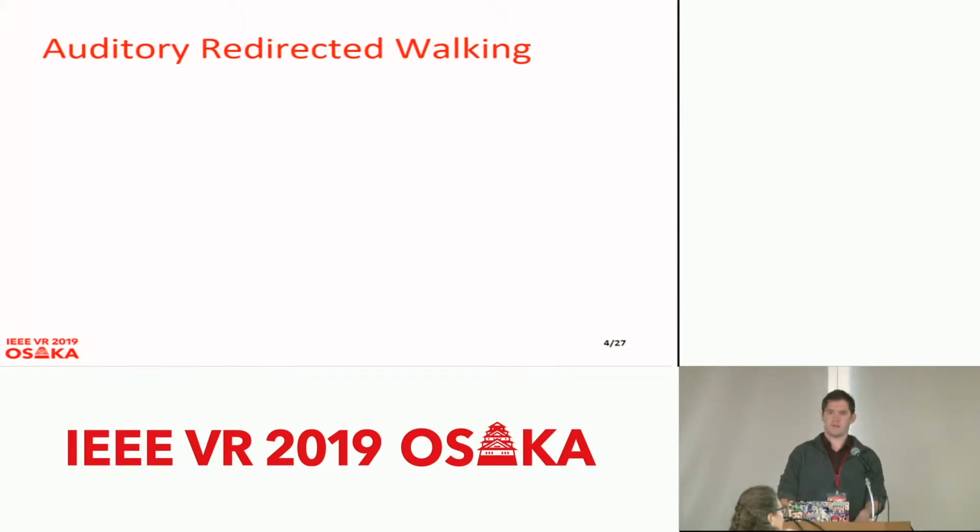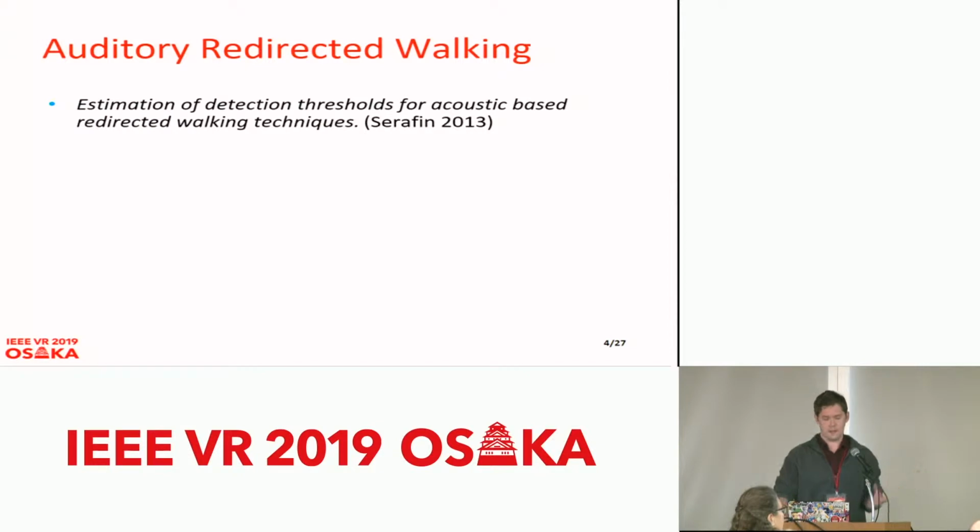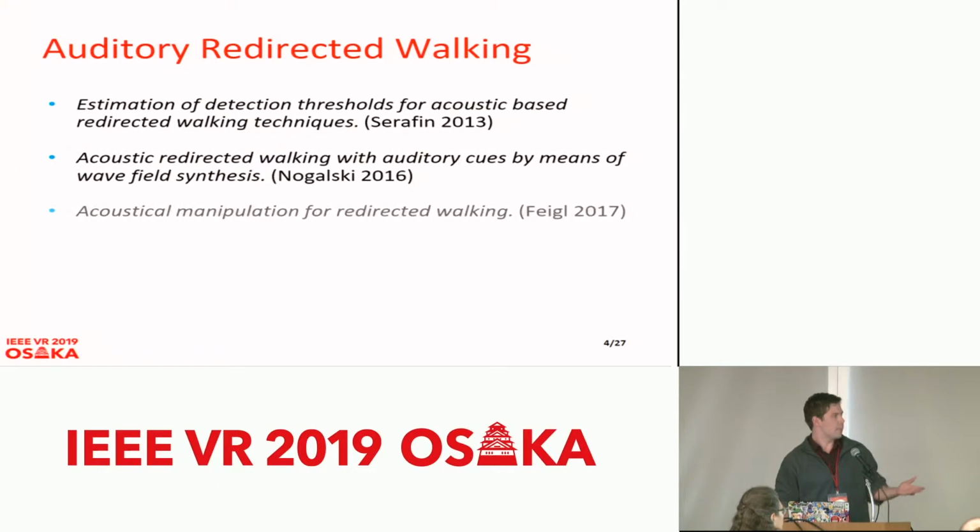It's a very small field. There's a paper on the detection thresholds, which finds that we should use a rotational distortion of about 20% as opposed to 30% like with vision. And there are some application papers, but overall we don't find any papers that prove that auditory redirected walking is possible in more practical situations, such as training a blind person to cross a street, for example.